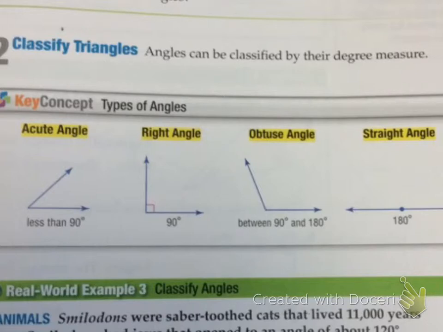Now, just talking about classifying triangles based on their angles. These are all things that you've talked about previously. Just a reminder: an acute angle is less than 90 degrees. A right angle is exactly 90 degrees. An obtuse angle is between 90 and 180 degrees. This is important to know because 180 degrees is a straight angle.